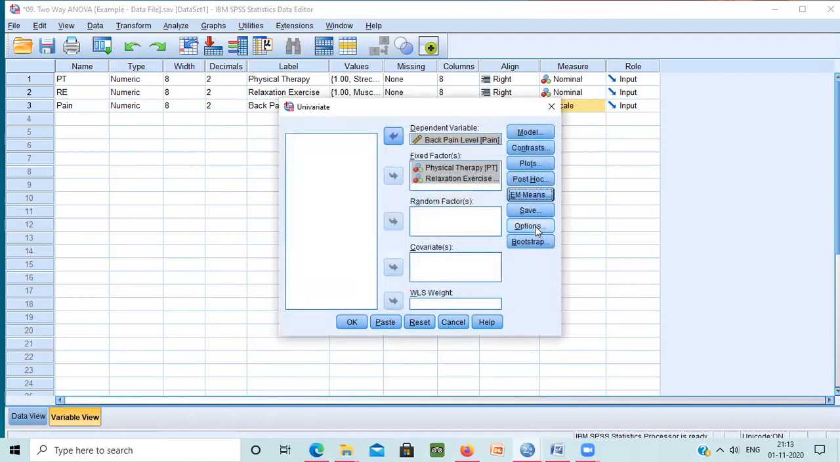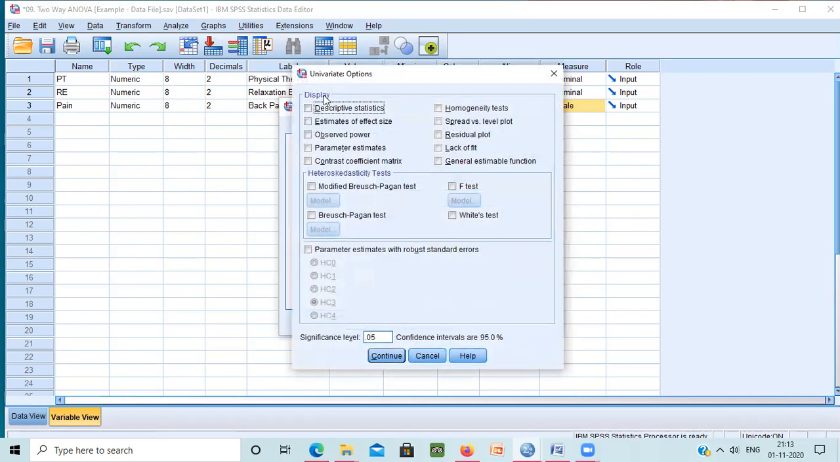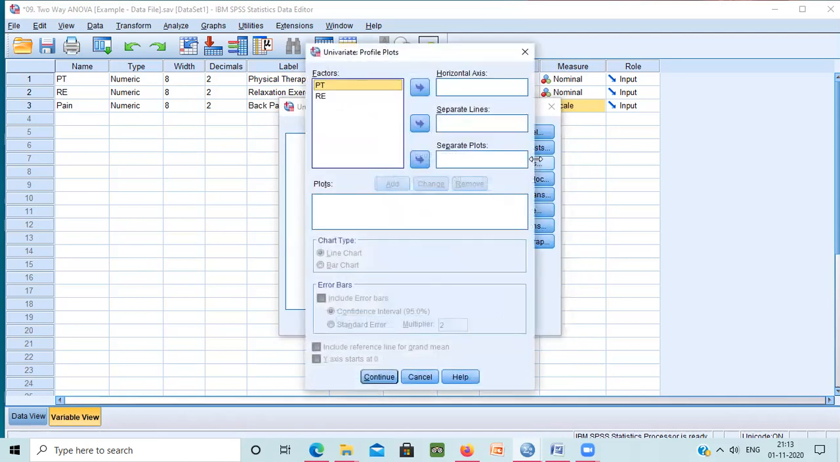Then the second thing, options. I click on options. I will click on descriptives just to have descriptive stats, estimates of effect size, and homogeneity tests. So three things I'm doing here. I'll click on continue, and then move to plots. On the horizontal axis I'll be plotting physical therapy, and relaxation exercise I'll be plotting in separate lines. Remember, since both physical therapy and relaxation exercise have two categories, I'm plotting PT on the horizontal axis and relaxation exercise in separate lines.